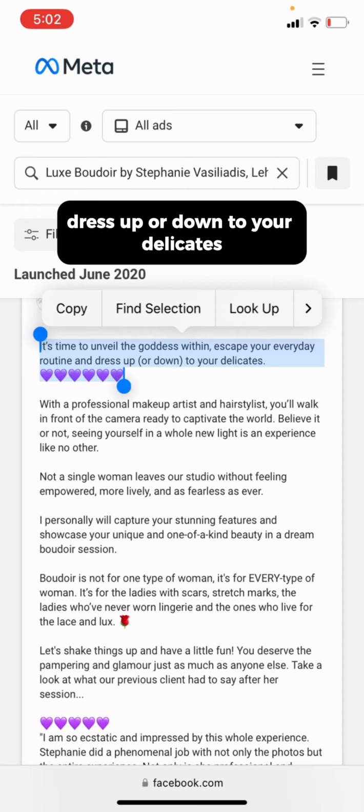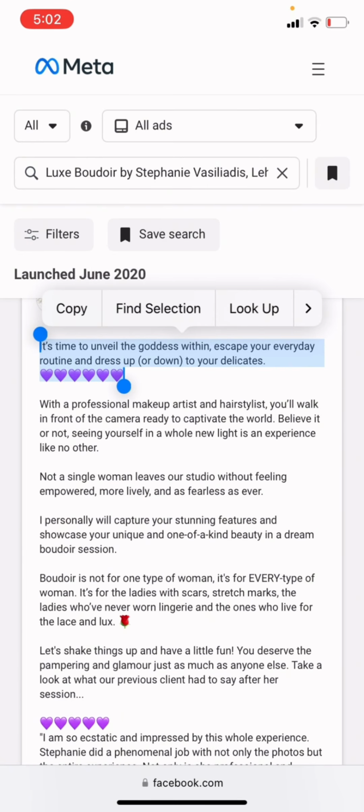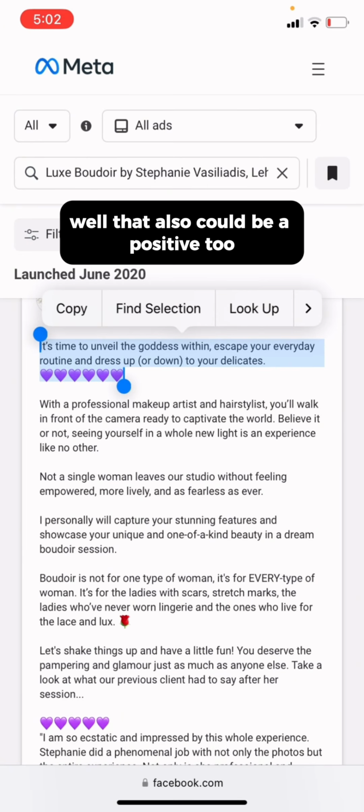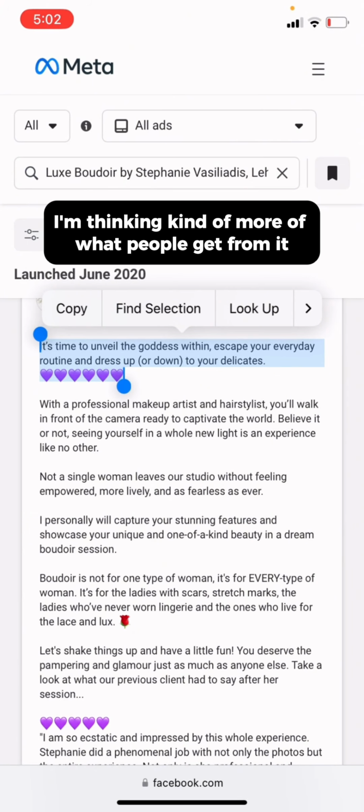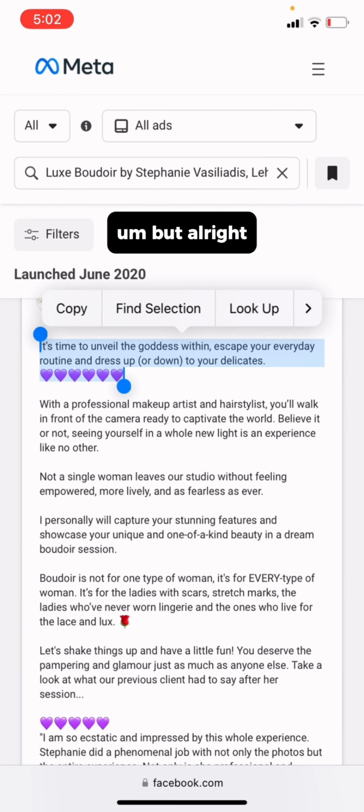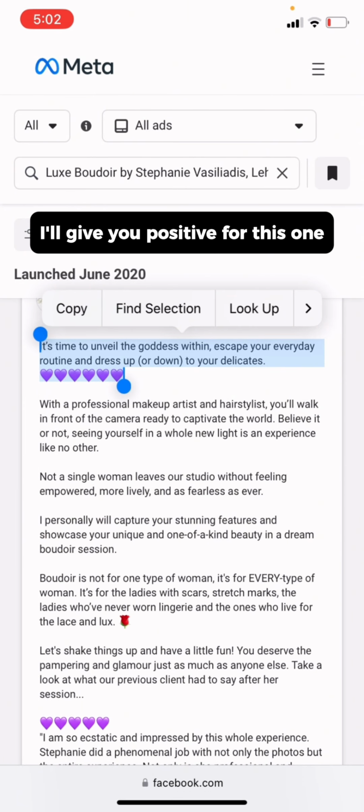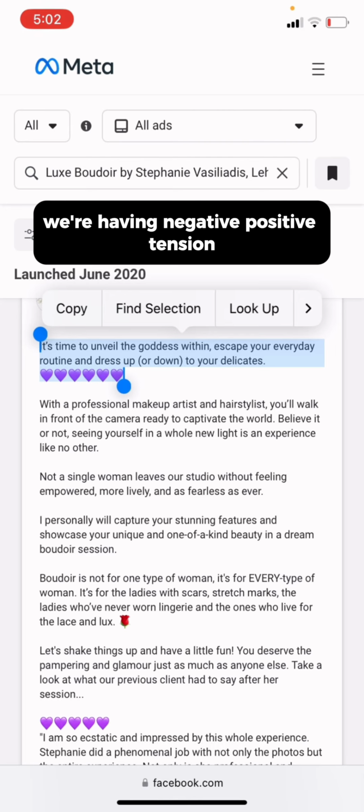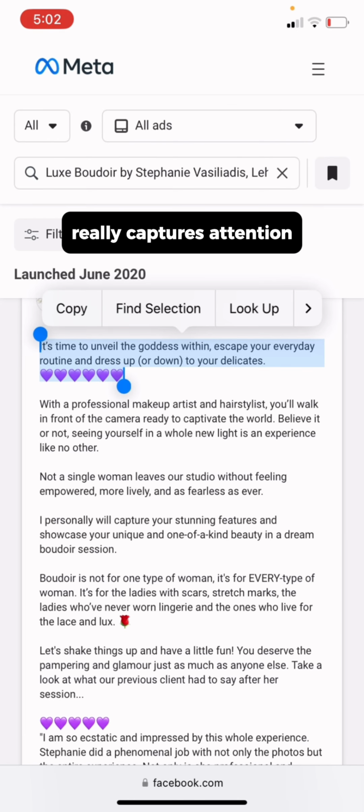Dress up or down to your delicates. Well, that also could be a positive too, but I'm thinking kind of more of what people get from it. But all right, I'll give you a positive for this one. So that's good. And importantly, we're having negative, positive tension. That mental contrast in the brain really, really captures attention.